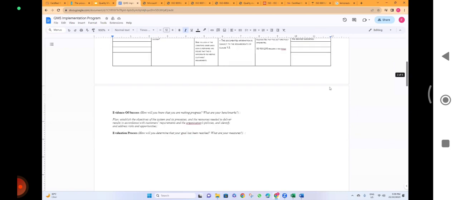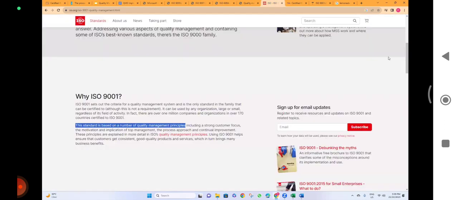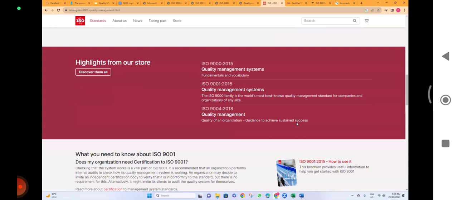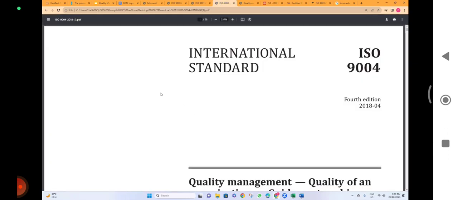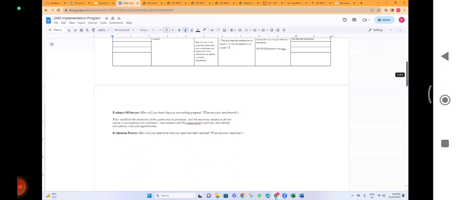Then they're going to ask you, how do you evaluate the process? How will you determine that your goal has been reached? You come over here and you buy the ISO 9004, the guidance to achieve sustained success. This ISO 9004, the 2018 version. And in this case, you look at each action that we have done here.